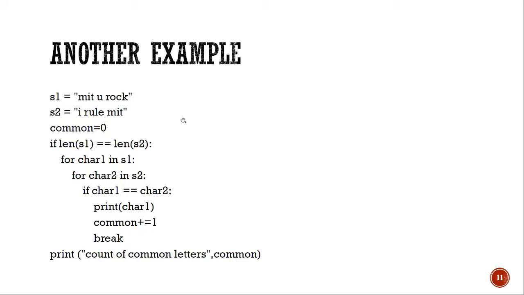Another example here is we are counting the number of characters that are common between two different strings. So here we first check if the length of the strings match, because if they don't, then no need to check the number of common letters, because one of them would be larger than the other. Assuming they are, we can do a double for loop and check the common characters using this statement and break once we are done.